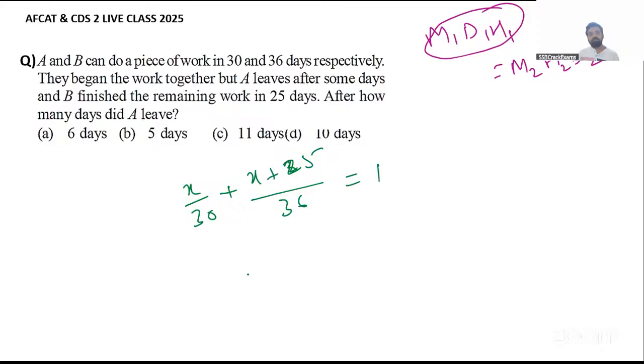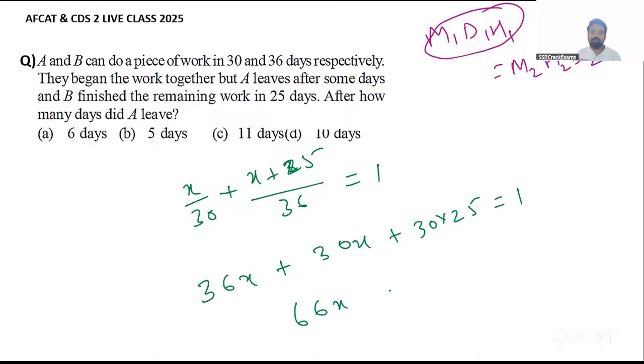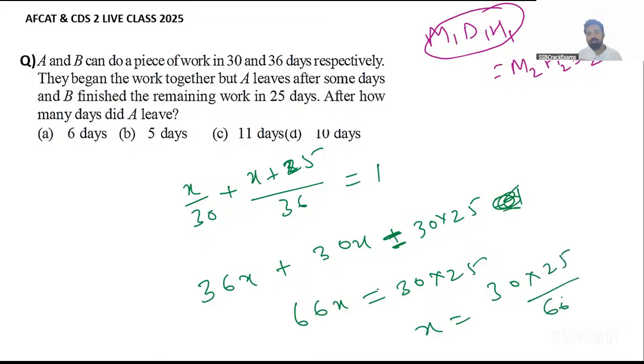So just take the LCM of 30 and 36. 36x plus 30x plus 30 into 25 is equal to 1. So it is 66x, is equal to 30 into 25. So x is equal to 30 into 25 upon 66.